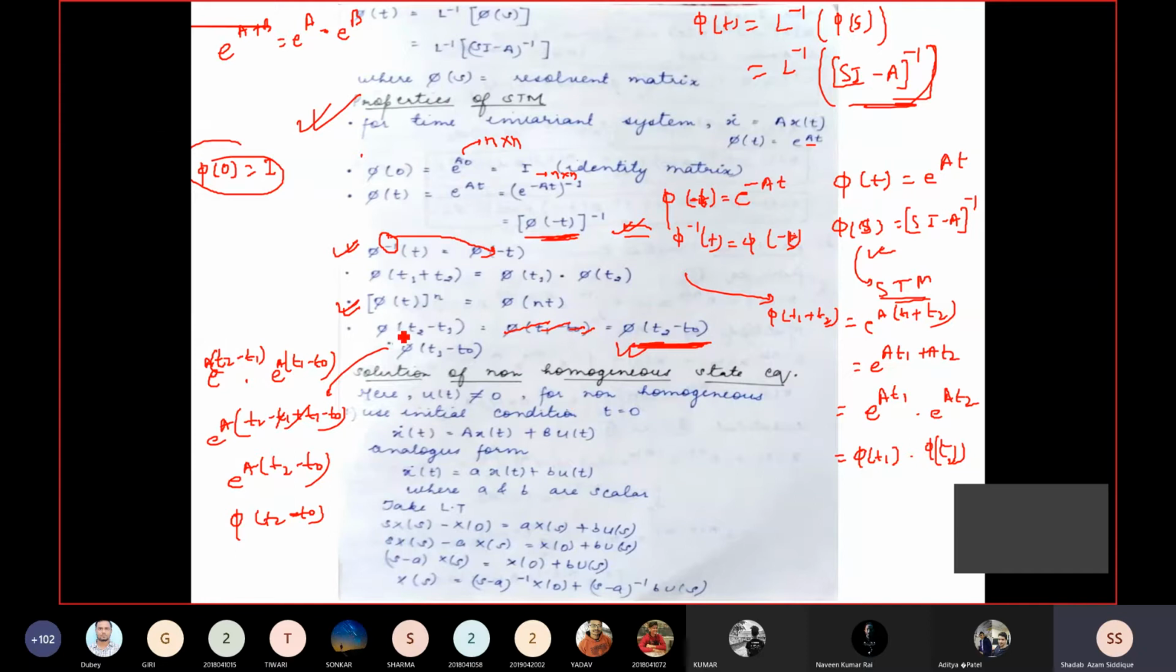Now if you have phi(t1 minus t2) and this is t2 minus t naught, you will have t1 minus t naught. So you can simply represent. You can simply substitute all these in the equation and try to verify all these properties. I hope these properties are understood by you. You can go through this and have a quick proof. You can go through the proof also. These properties can be used while solving some problems, and we'll use these properties while solving the problems.